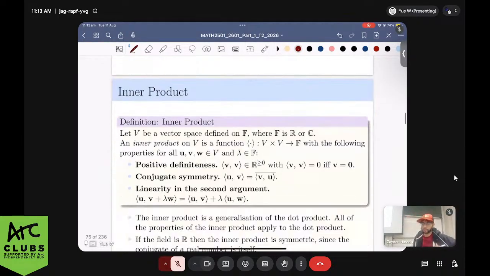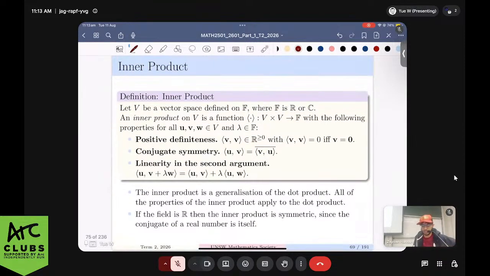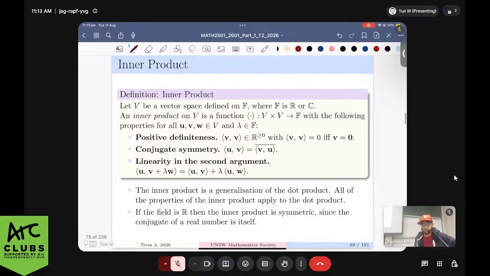Inner product spaces. So an inner product is a function which takes in two vectors and outputs a scalar. So it's kind of a way of measuring the two vectors in a certain way. It has these properties: positive definite, which means ⟨v, v⟩ is always a real number. It's always a non-negative real number. The reason I'm specifying it's a real number is because the field could be complex.